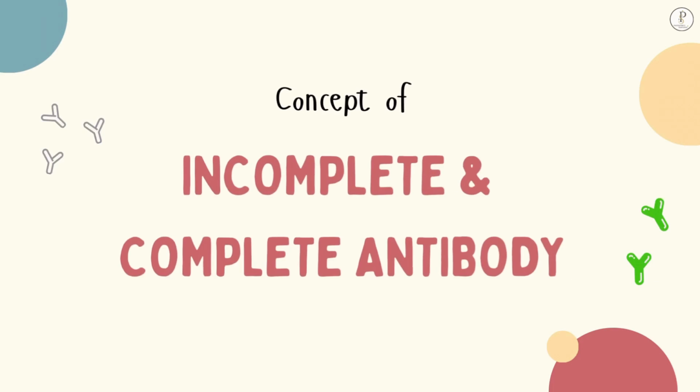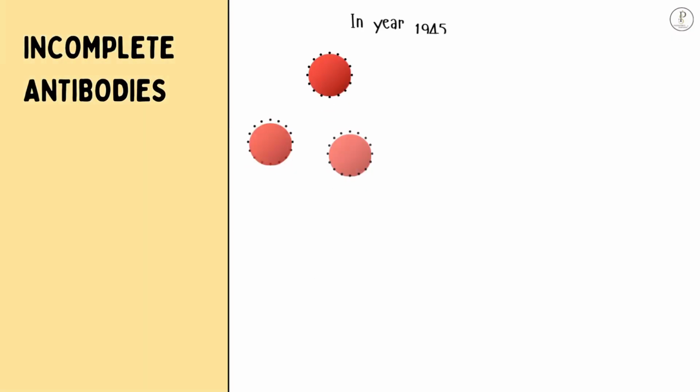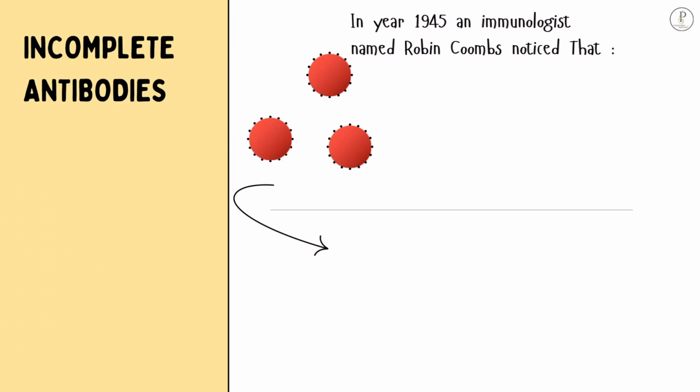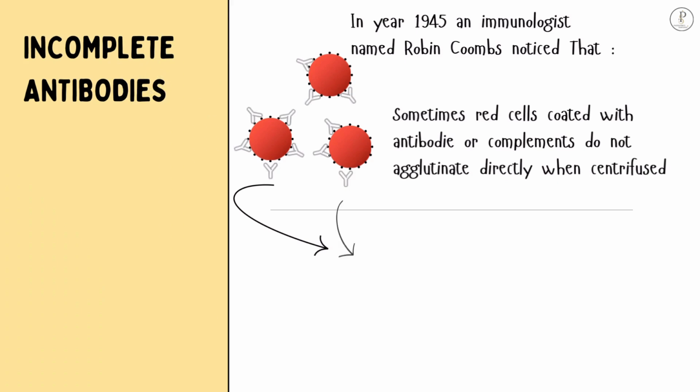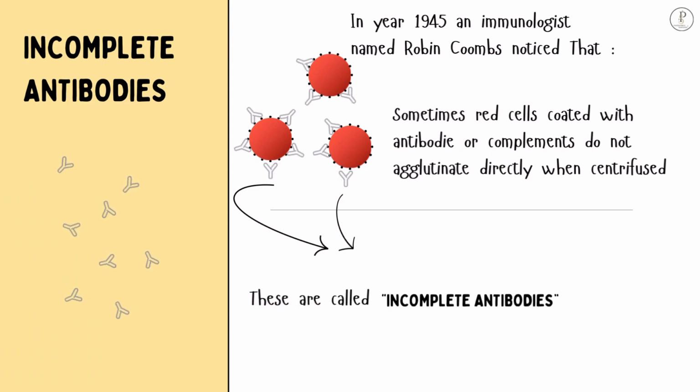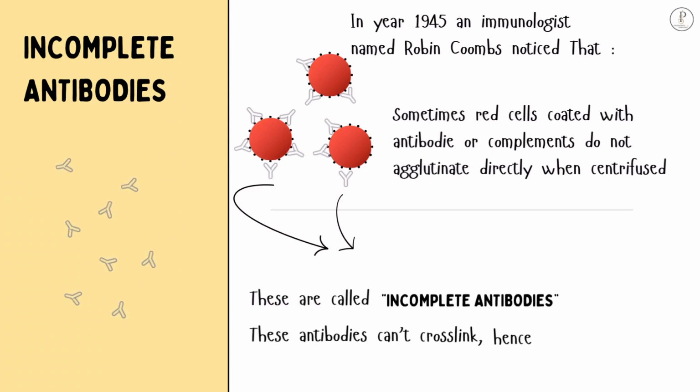Concept of complete and incomplete antibody. Incomplete antibody. In year 1945, an immunologist, Robin COOMBS, noticed that sometimes red cells coated with antibodies or complements do not agglutinate directly when centrifuged. These are called incomplete antibodies. These antibodies cannot cross-link, hence no agglutination.